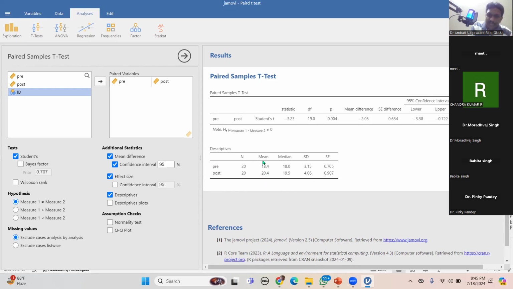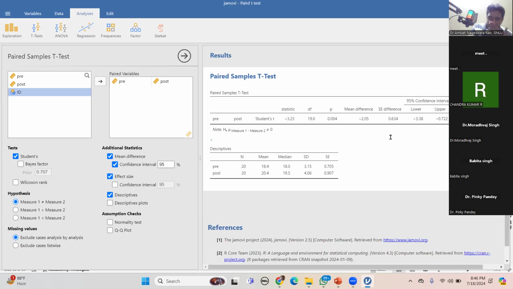Now, this is the mean value one can understand. I can see there is a difference. How much difference? 2.05. 2.05 is the mean difference between pre and post intervention marks. Now I just want to know whether this 2.05 occurred by chance or whether we have a statistically significant difference. Our p-value is less than 0.05. It means whatever you are seeing as a 2.05 mean difference, there is a statistically significant difference between pre and post mark results.